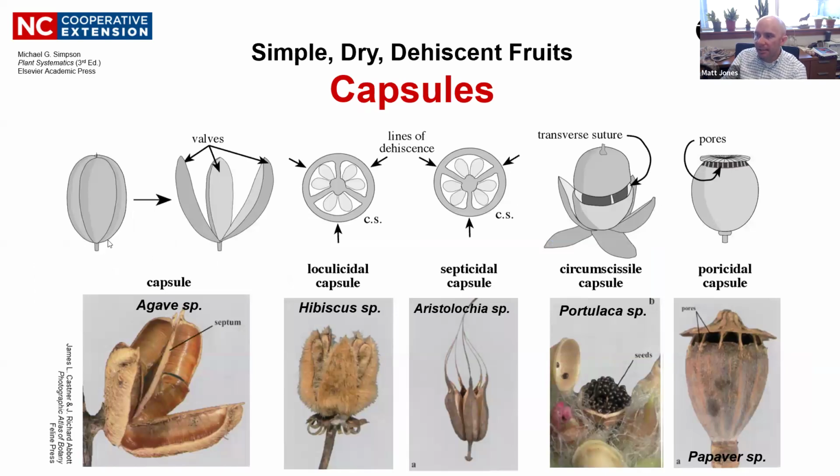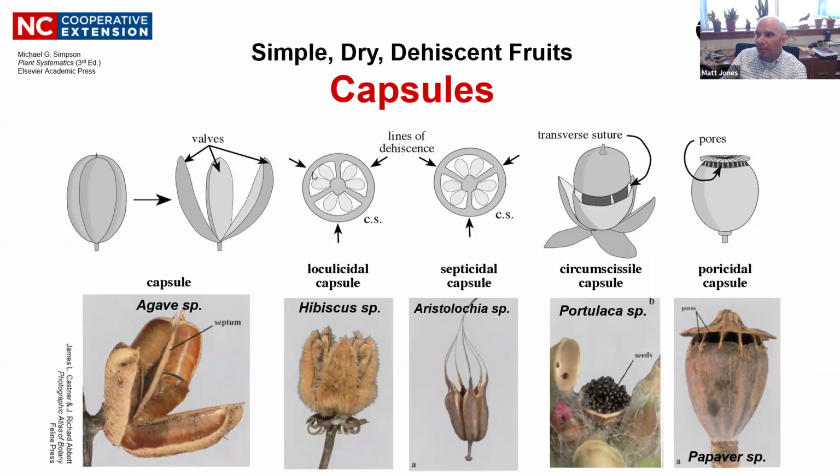Capsules are dry, dehiscent, simple fruits that open up along multiple sides or sutures. So here's the capsule of agave. Here's a capsule of hibiscus, the capsule of Dutchman's pipe. And they can open up in different ways.